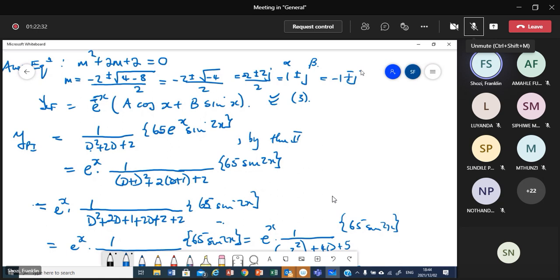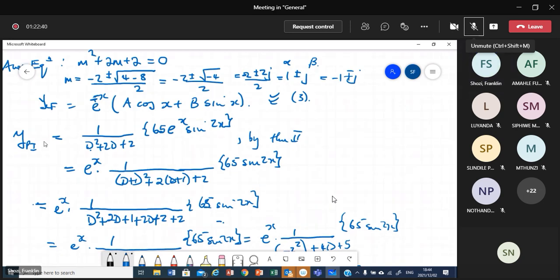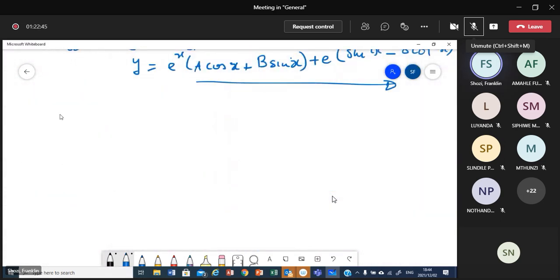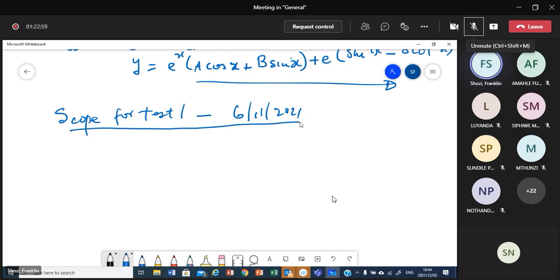Now, this will cover the scope for test 2. The scope for test 1, you'll recall. Let me write that down, please. Scope for test 1. Remember, it is scheduled for the 6th of 11, 2021. That is Monday. I'll give you the venue. 12, sorry. 12. So, linear differential equation, linear DE.